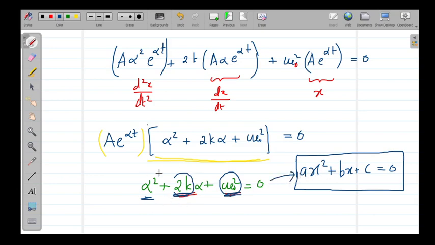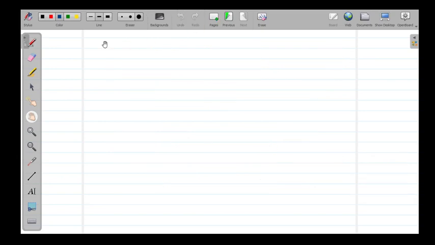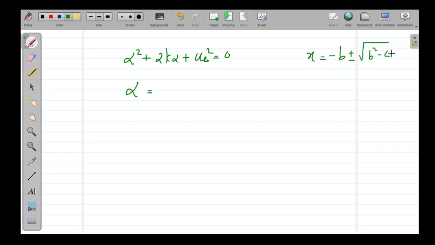Now, how do you find the solution of a quadratic equation? So we have the defined equation. If you have alpha square plus 2k alpha plus omega 0 square equal to 0, then alpha equal to, or x equal to, minus b plus or minus root of b square minus 4ac divided by 2a.